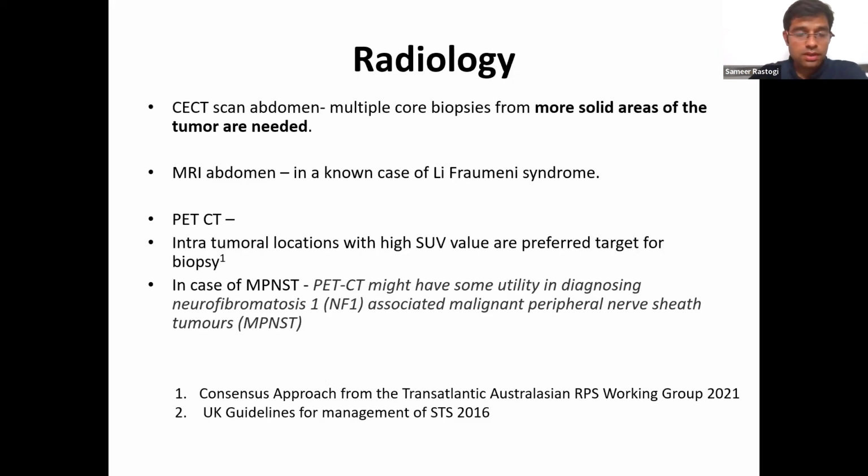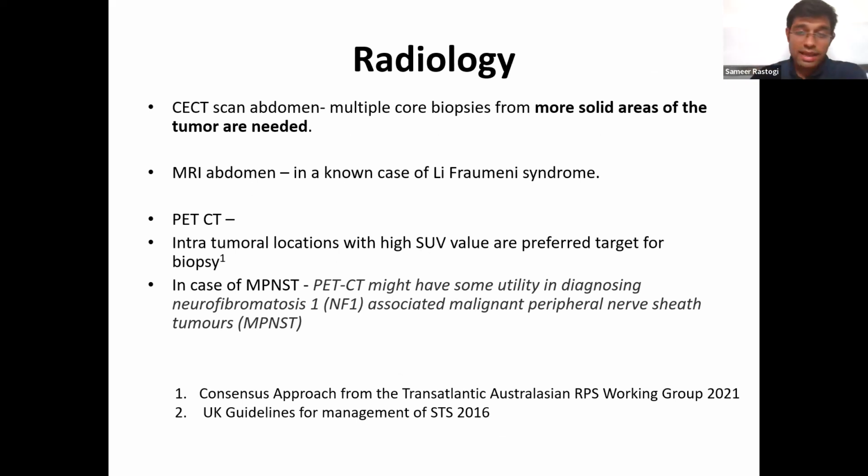Again, it's a multidisciplinary approach, and if we are seeing a retroperitoneal sarcoma, we need to know quite a few things about radiology and pathology as well. The first primary investigation usually ordered is a CT scan. The first question is how to take the biopsy. Multiple core biopsies need to be taken for diagnosis, and they should be taken from the more solid areas of the tumor.